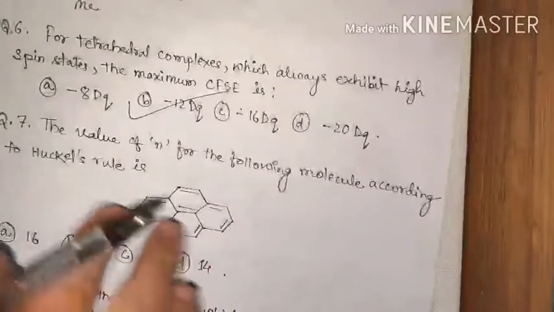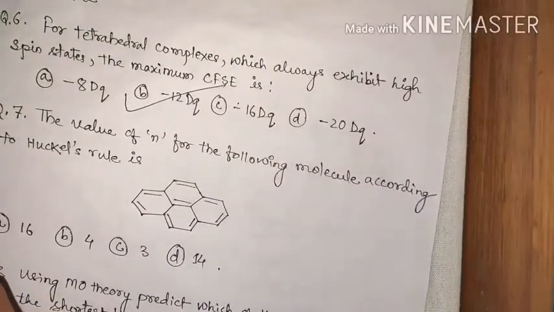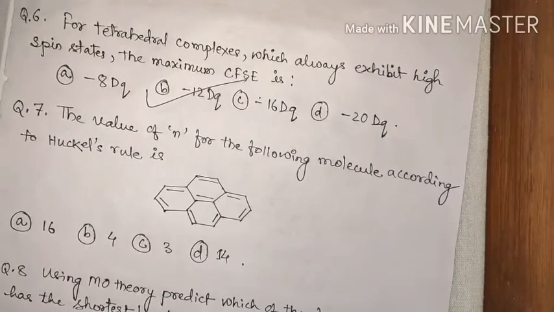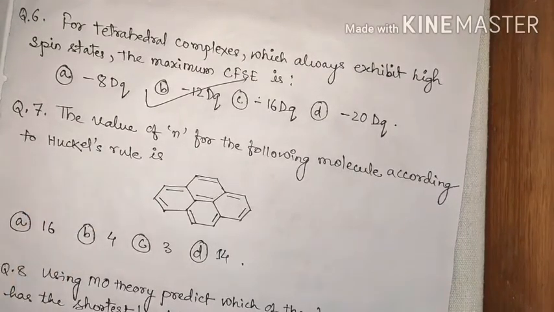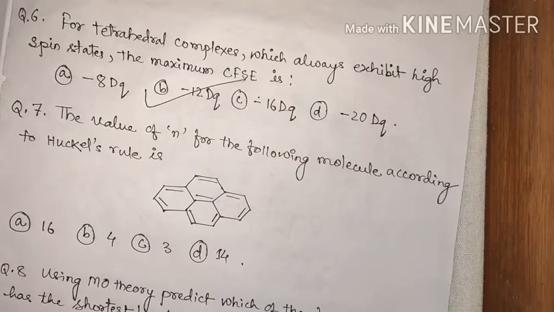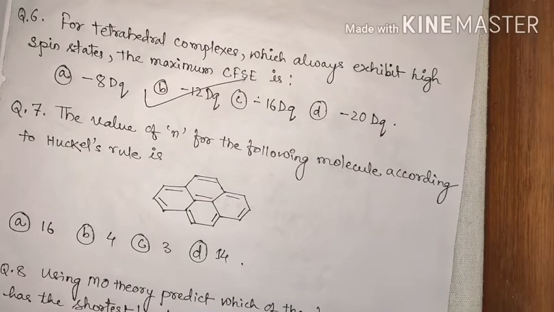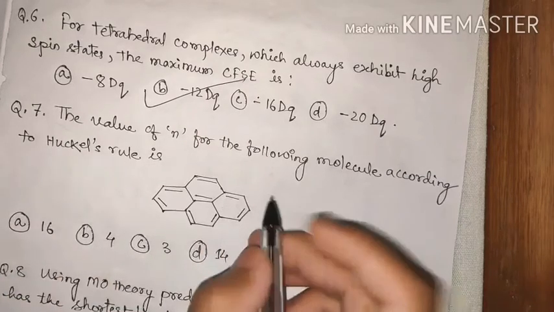So next we have question number 7, that is the value of n. The value of n for the following molecule according to Huckel rule. Huckel rule is the rule that is used to find out whether the compound is aromatic, anti-aromatic or non-aromatic. This compound is called pyrene.